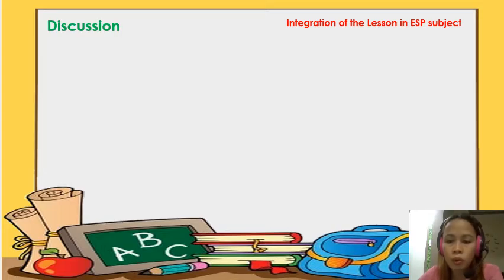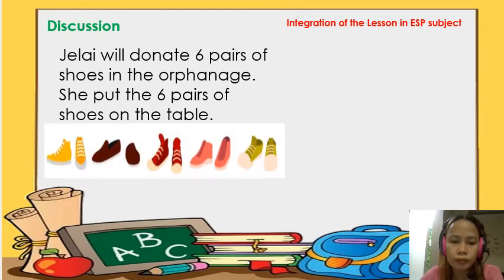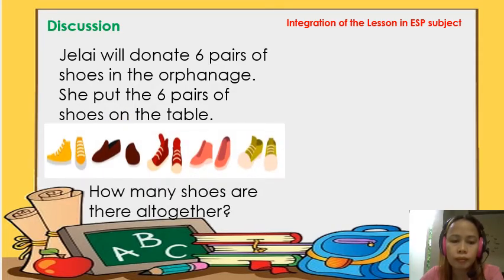Teacher will show you a word problem. I will read it for you and help me solve the problem by answering my questions. Ready? Here is the problem. Jelly will donate 6 pairs of shoes in the orphanage. She put the 6 pairs of shoes on the table. How many shoes are there altogether?